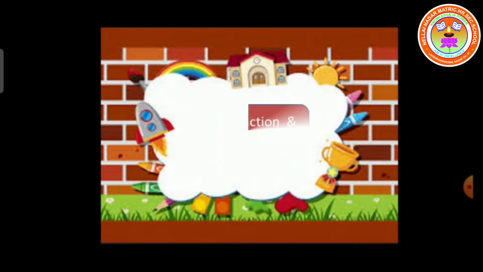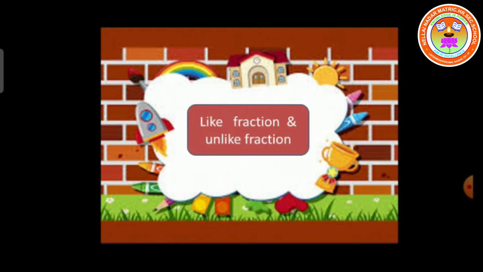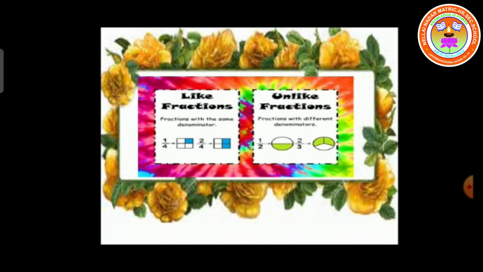Next one is like and unlike fractions. Like fractions are fractions with the same denominator. That is very, very important. In this chapter, we are going to see like fractions, and how to convert unlike to like fractions. The main thing is that like fractions are fractions with the same denominator. See the given example, 1 by 4. Another one is 2 by 4. Here the numerators are different, but the denominator is the same.